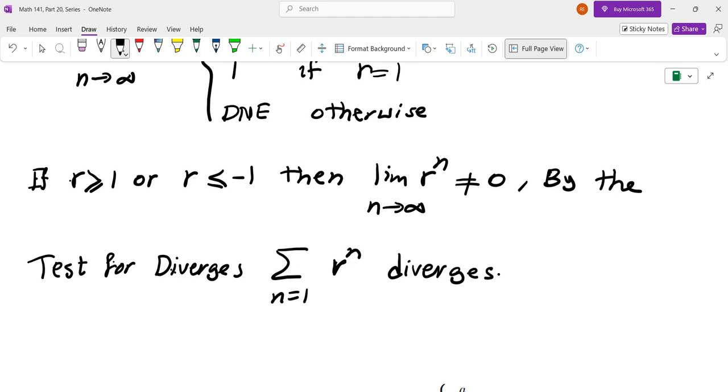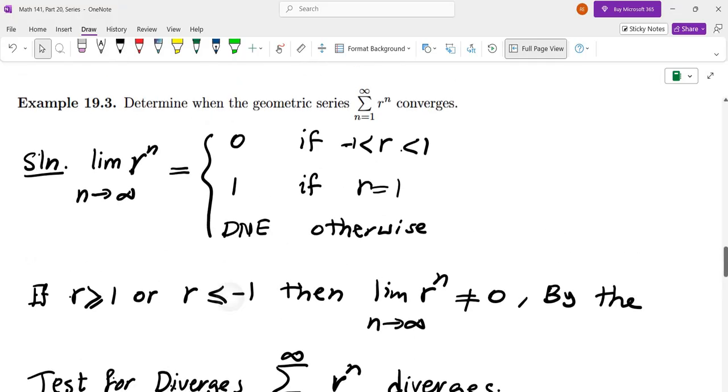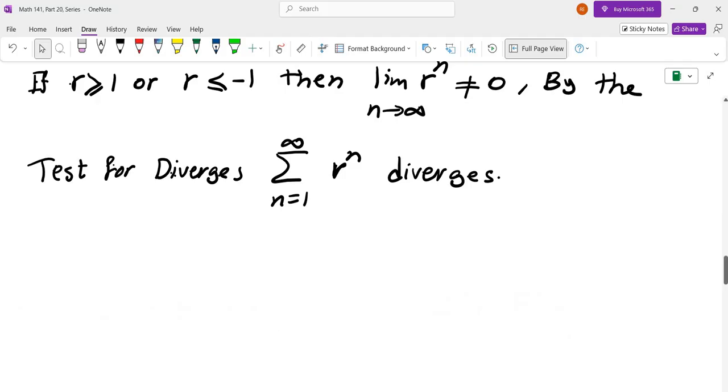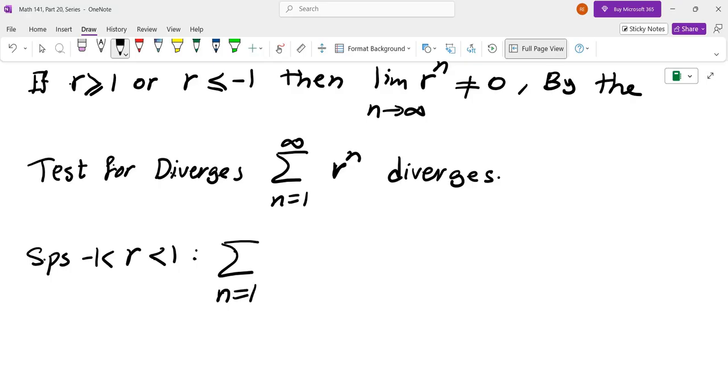Sum from n equals 1 to infinity. Now let's see what happens if r is between -1 and 1. So that may or may not converge. We'll have to see. So suppose r is between -1 and 1, and let's see what happens. We will have to take the partial sum. So we'll take the sum from n equals 1 to m of r to the n.